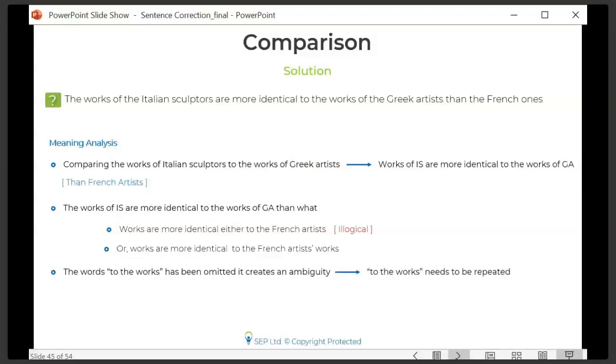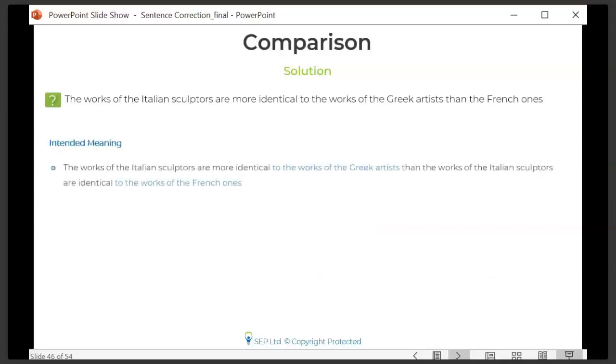But as it stands, the sentence has a certain ambiguity to it. We don't know what is being compared to what. We cannot assume that, all right? We know it is logical that the works would be compared, but it has to be clearly brought out by the sentence, and the omission is not accepted in such cases. So the intended meaning actually was the works of the Italian sculptors are more identical to the works of the Greek artists than the works of the Italian sculptors are identical to the works of the French ones. Here the French ones would mean the French sculptors or the artists.